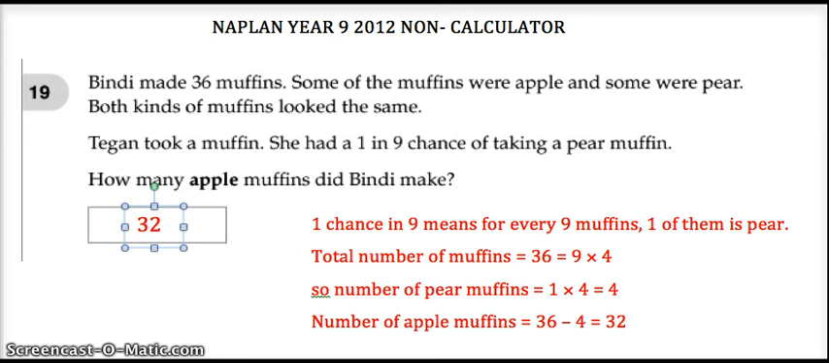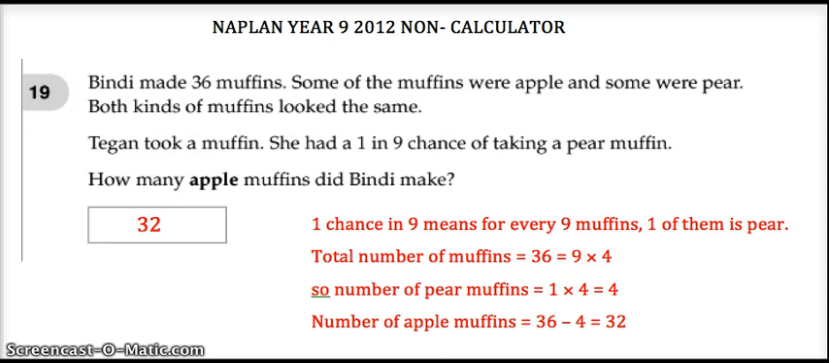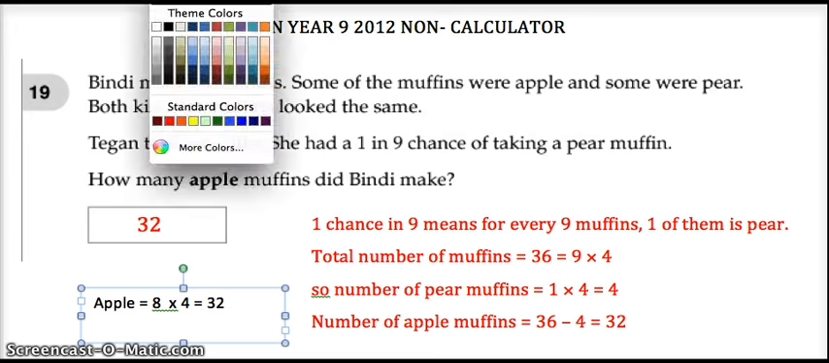Another way of looking at this question is to say, well, if we've only got apple and pear muffins, and if there is a 1 in 9 chance of taking a pear muffin, then there is an 8 in 9 chance of taking an apple muffin. So the number of apple muffins is 8 times 4, which is 32. So that is another way of doing this question.